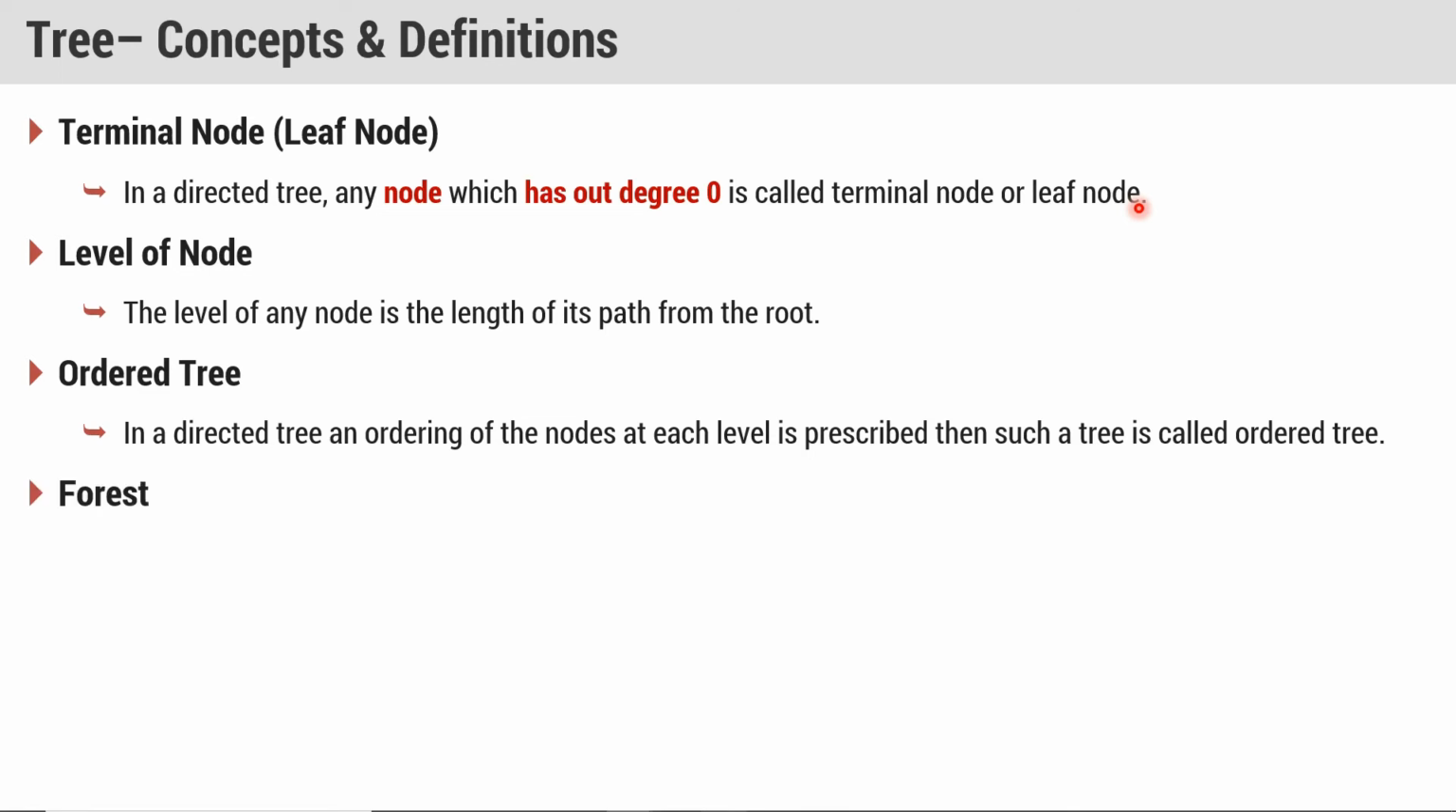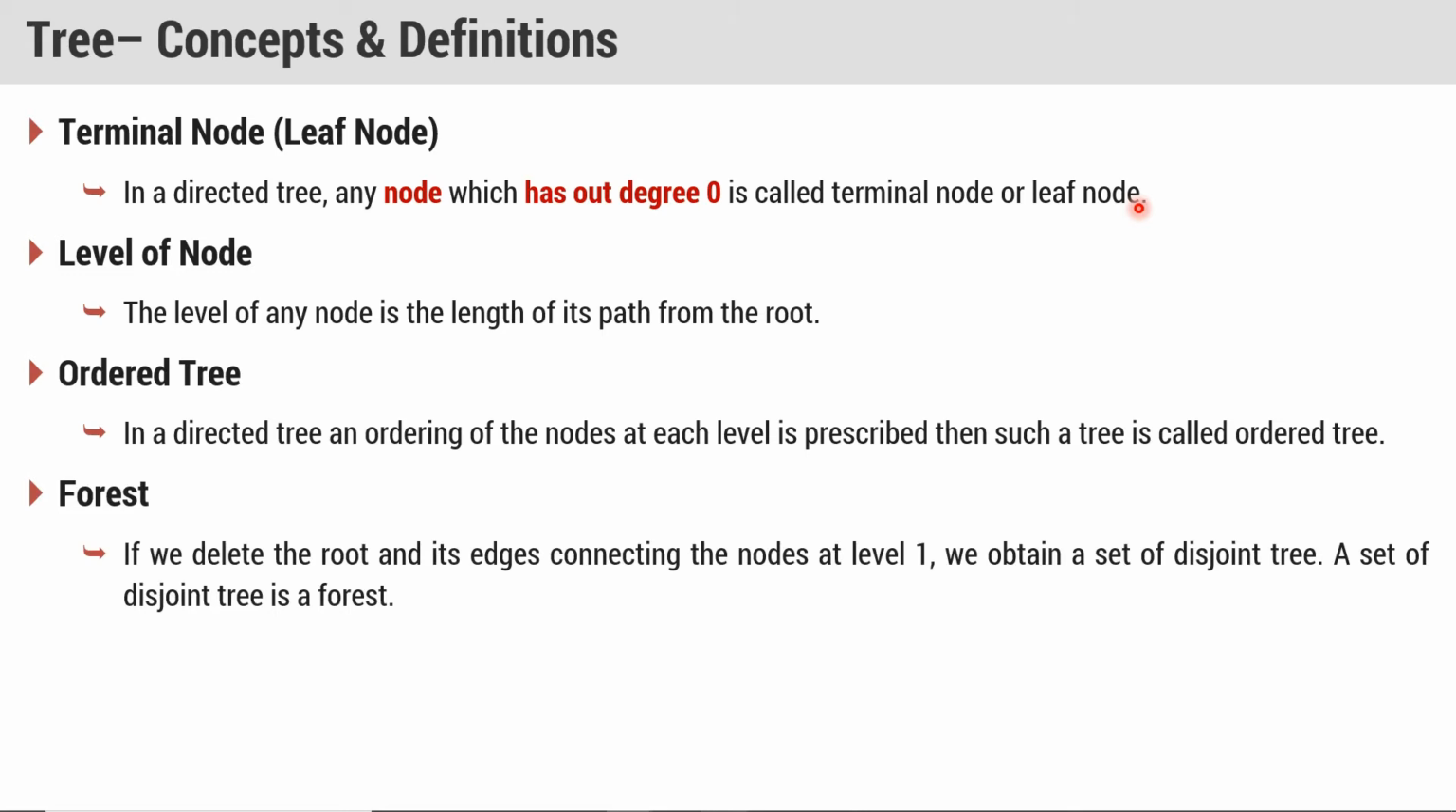Now next is forest. If we delete the root and its edges connecting the nodes at level 1, we obtain a set of disjoint trees. A set of disjoint trees is called a forest.